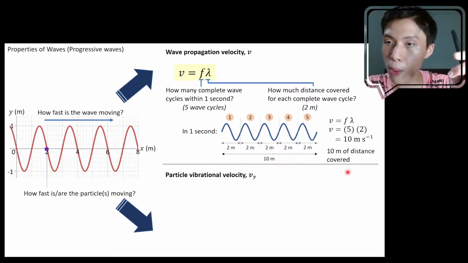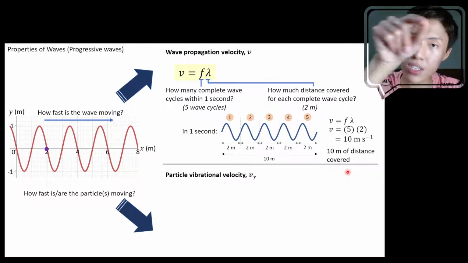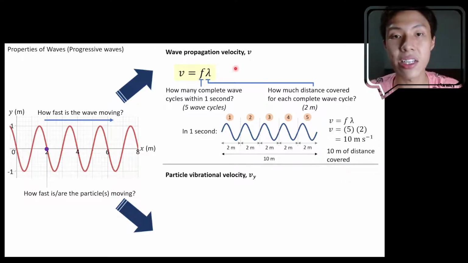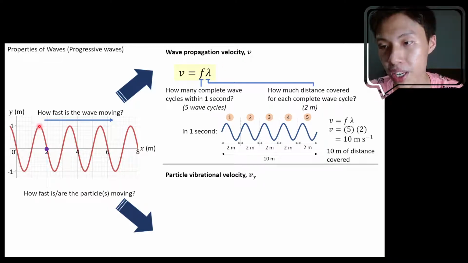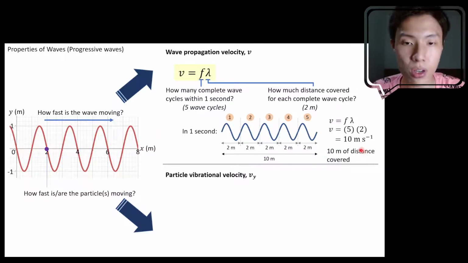If you focus on one point of the wave, let's say the crest, you see the crest has already moved by 10 meters within 1 second. That's the idea of wave propagation velocity. You track one specific point, then within 1 second you see that crest here, you can see the pattern has moved by 10 meters. That's the idea of wave propagation velocity.